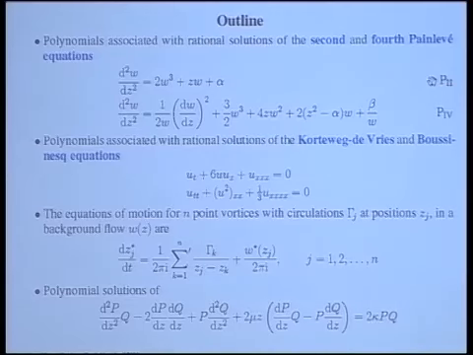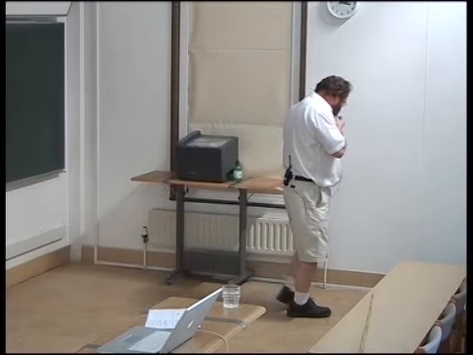So the outline of what I'm going to talk about today is to first show some results that I've been working on in the past few years on polynomials related to rational solutions to the second and fourth Painlevé equations, and associated polynomials with rational solutions of the KdV and Boussinesq equations, and then show how these results are related to trying to find solutions of this equation, which is the equation of motion for n point vortices with circulations gamma j at positions zj in a background flow.